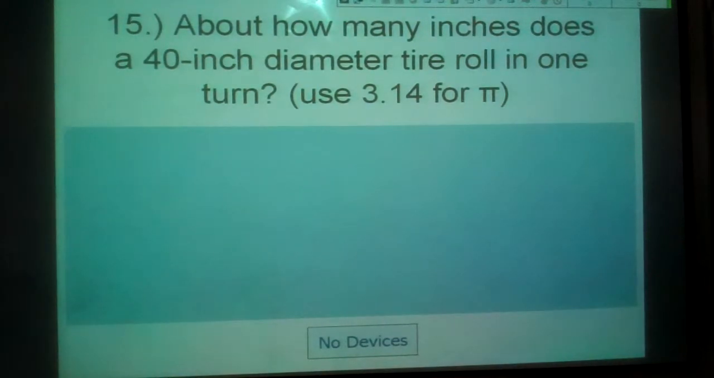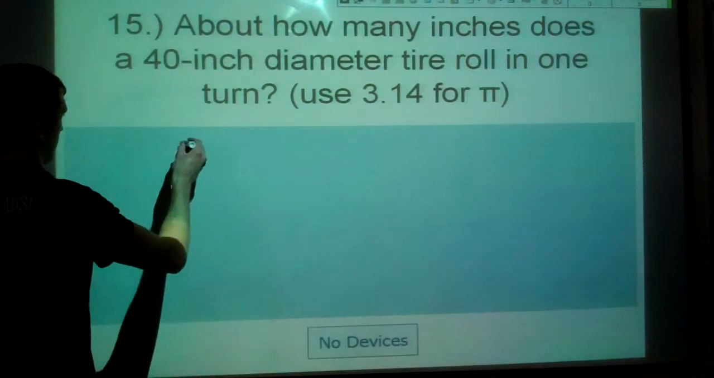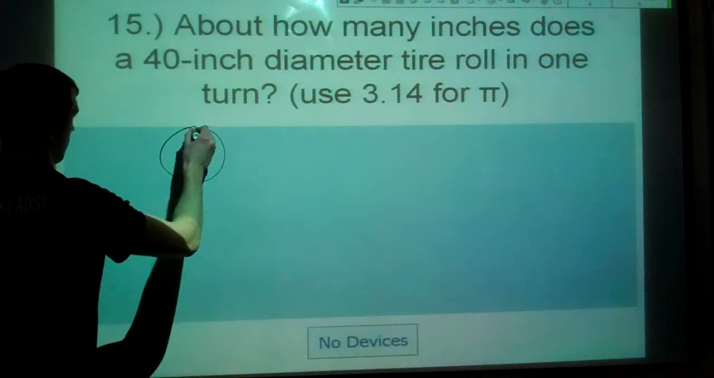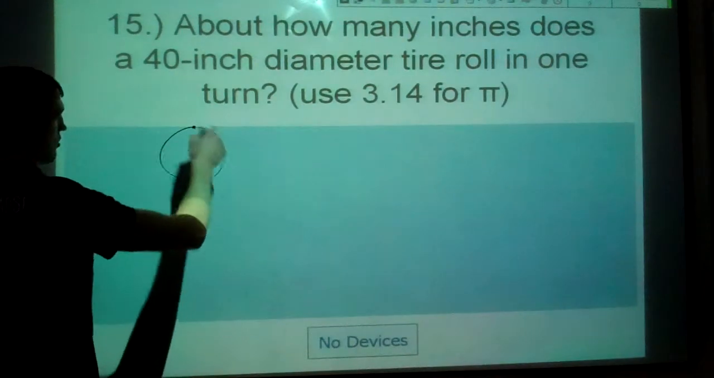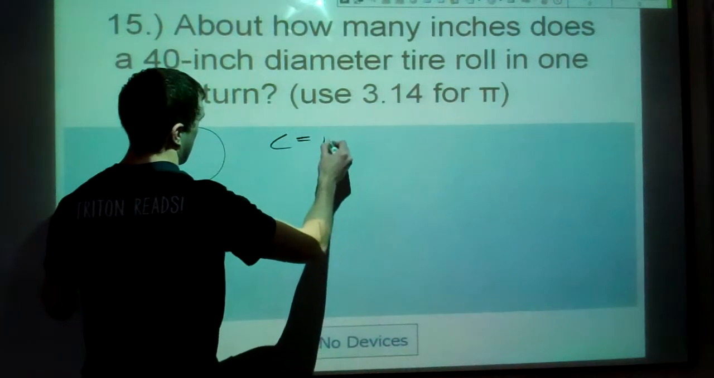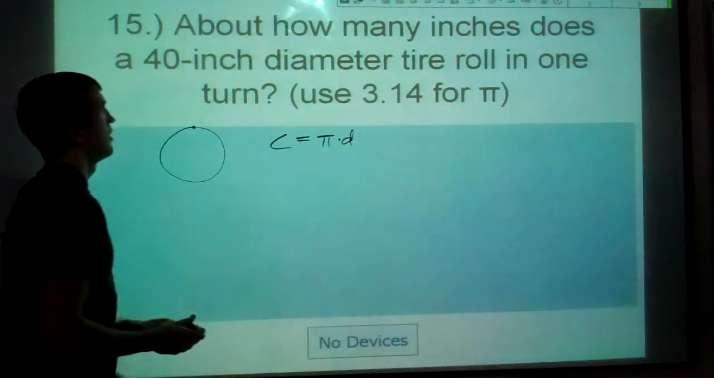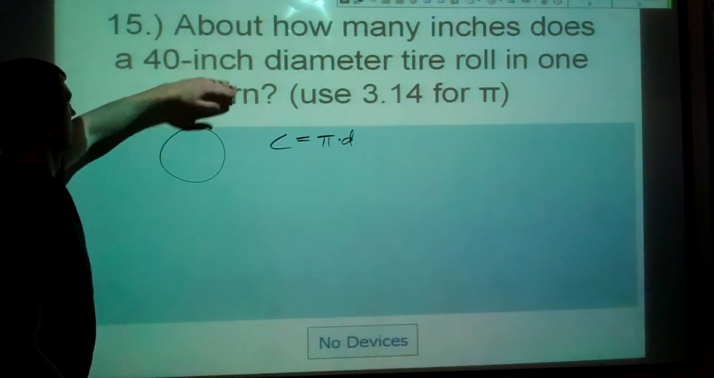Number 15, about how many inches does a 40-inch diameter tire roll in one turn? Use 3.145. So, 40-inch diameter tire, roll in one turn. So that would be the full distance around the tire. So if we started here, it would roll until this point reached this spot again. So that's our distance around, or our circumference. And circumference equals pi times diameter, and it says we have a diameter of 40 inches, and it says about how many inches does this turn.